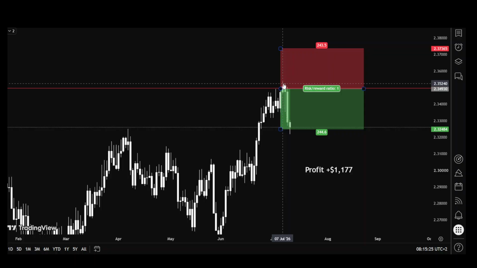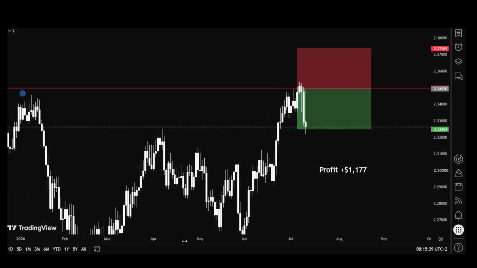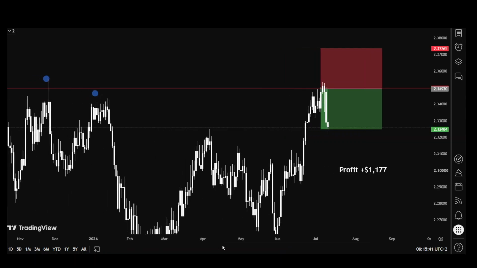I don't have any specific entry model other than entering at a very reasonable place, and I go for a reasonable one-to-one trade. So if price starts to go against me right away, too far, maybe halfway to the stop, sometimes a third or two thirds.